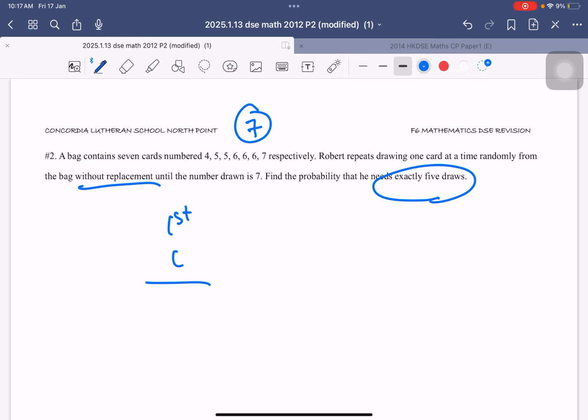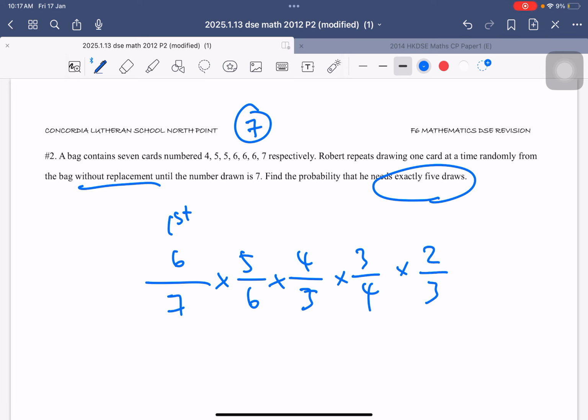So 6 out of how many numbers? 7. So we do the rest: 6 over 7 times 5 over 6 times 4 over 5 times 3 over 4 times 2 over 3. Is this correct? Is this the 5th one? It's 2 over 3. No, that should be 1 over 3. Because we need to stop the game, isn't it? So the last one should be 1, not 2. So the answer is equal to 1 over 7.